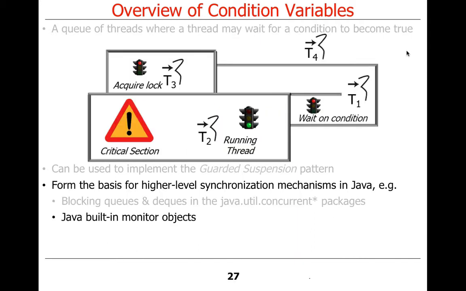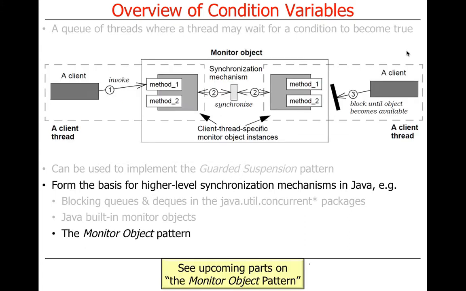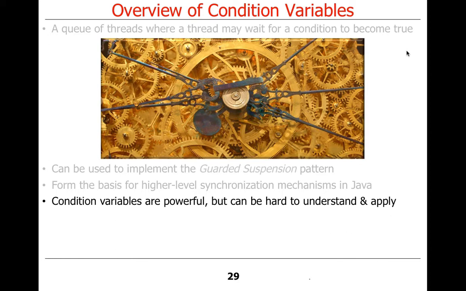Of course, Java built-in monitor objects also are examples of condition variables. They're called wait queues and stuff like that. And that implements the monitor object pattern, which we'll talk about later. The thing to remember is condition variables are very powerful, but they're hard to understand and apply. There are several reasons for that. One reason is you have to keep track of the association between the lock and the condition, and remember that they're related to each other in various ways. That's important. Secondly, there are obviously relationships going on between different threads that have to be coordinated with each other, and that takes a while to get your head around.